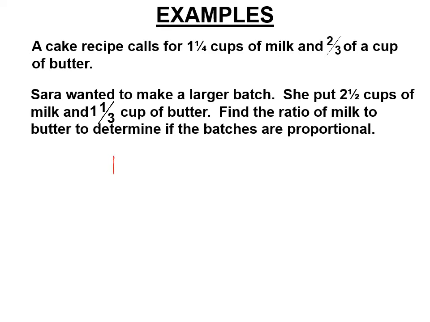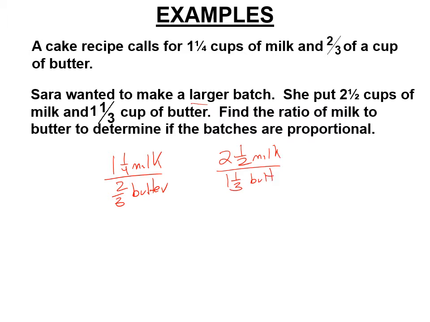All right, so the first one here, we're comparing the batches. So the first one is 1 1/4 cups of milk to 2/3 cups of butter. And then they made a larger batch. And we want to know if she did it. Basically, we want to know if Sarah did the math right. So she had 2 1/2 cups of milk in her bigger batch, and 1 1/3 of butter. And we're going to see if those are equal. So it's 1 1/4 divided by 2/3 equal to the other one.